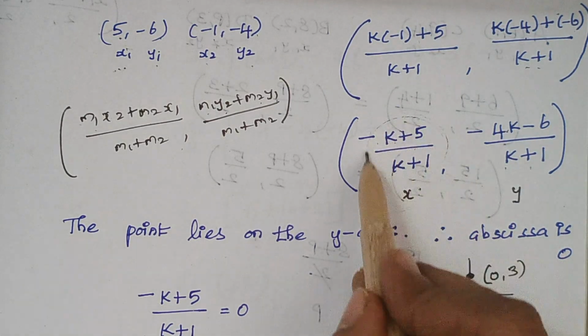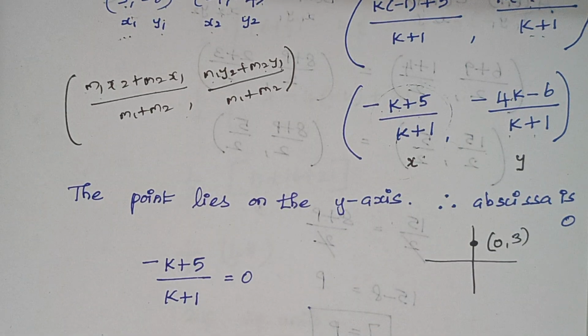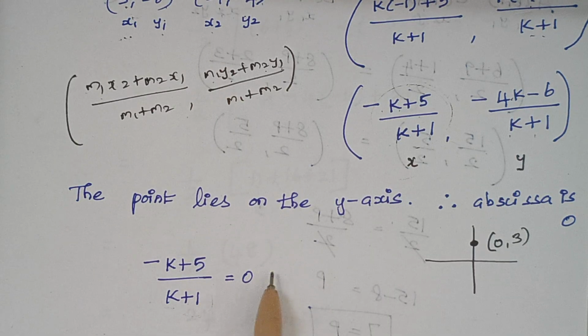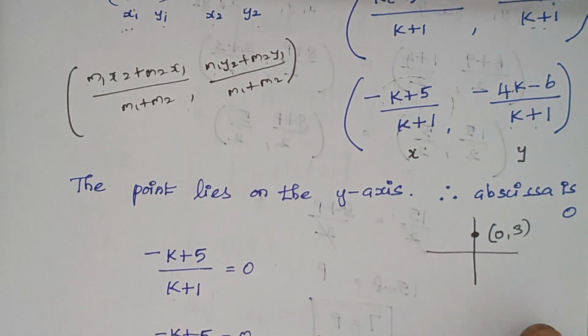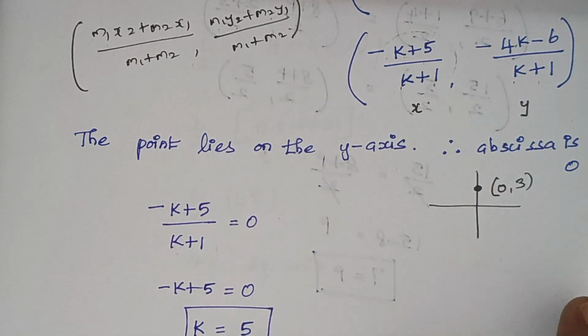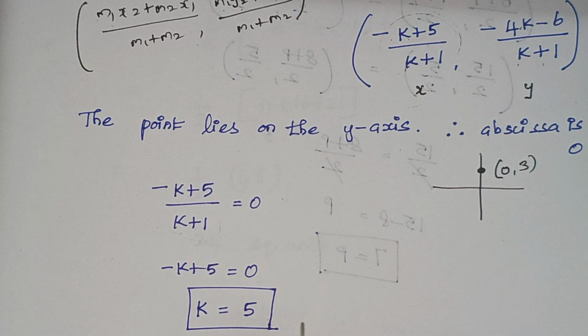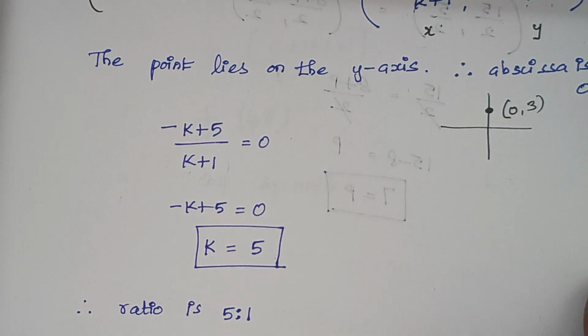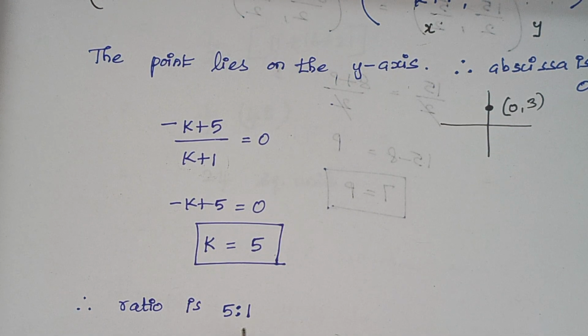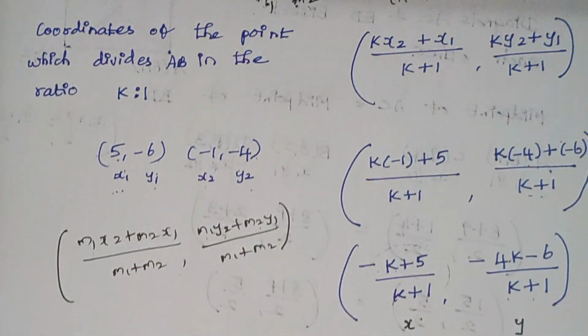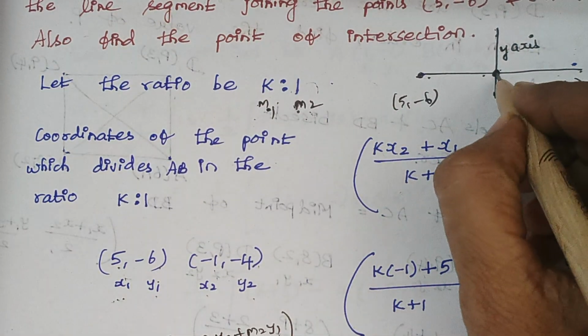So I am equating this part to 0. So here it is minus k plus 5 by k plus 1 equal to 0. So when I move this k plus 1 to this side, 0 multiplied by any number is 0. And finally, the value of k is 5. So what is the ratio we have assumed? The ratio is taken as k is to 1. So here the ratio is 5 is to 1. But what do we actually need? We need the point of intersection, right? That is, I need the coordinates of this point, okay?